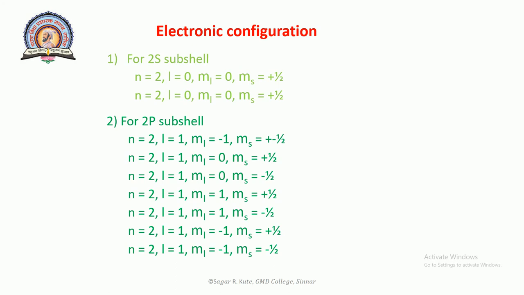In general, the order of filling subshells of an atom is as follows. Once a subshell is filled, the next electron goes into the lowest energy vacant subshell. Each subshell has a particular number of orbitals. Each orbital has a capacity of maximum 2 electrons. The state of an electron in a given orbital is specified by the quantum numbers n, l, ml. Out of 2 electrons in the orbital, one has ms equal to plus half and the other has minus half. This will be the electronic configuration.